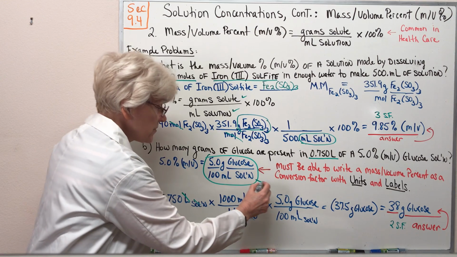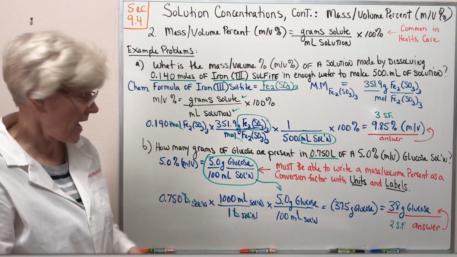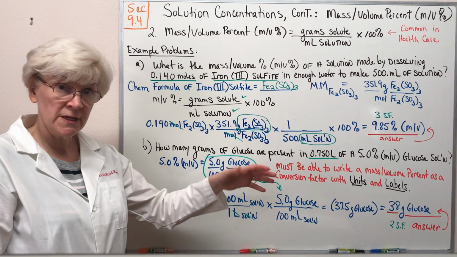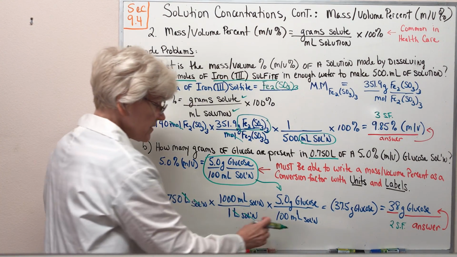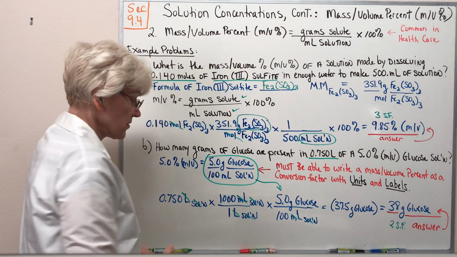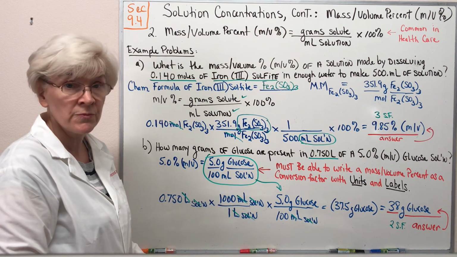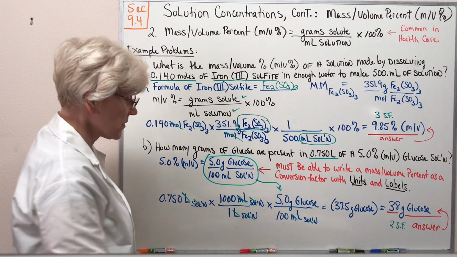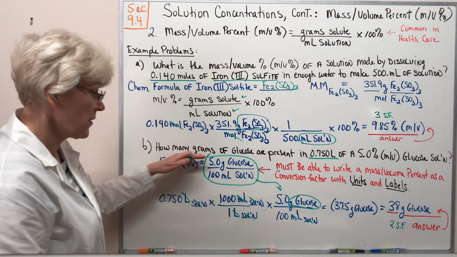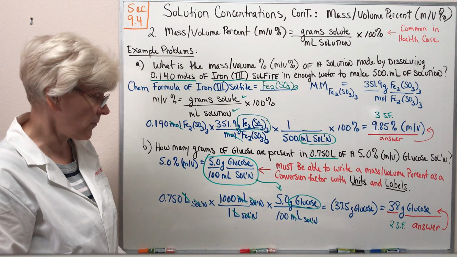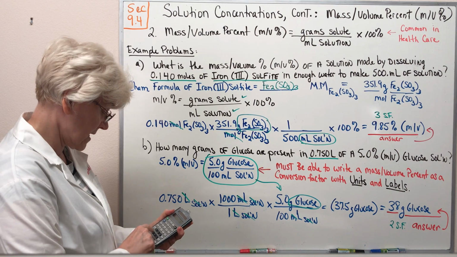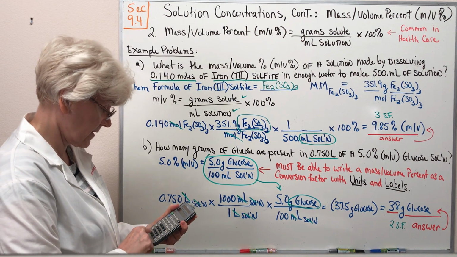Now we're ready to use our mass volume percent as a conversion factor, writing in its standard form. We don't need to invert. We want milliliters of solution in the denominator to cancel with milliliters of solution that we have written here in the numerator. If we stop our answer right now, we have grams of glucose showing in the numerator, which is what we are asked to solve for. So doing this calculation on the calculator, double checking our work.